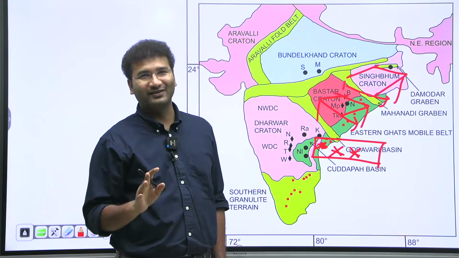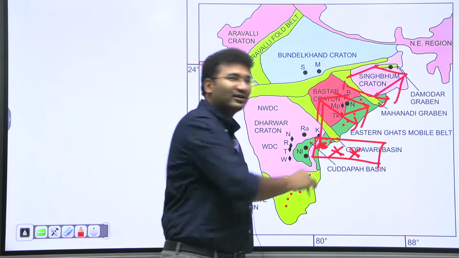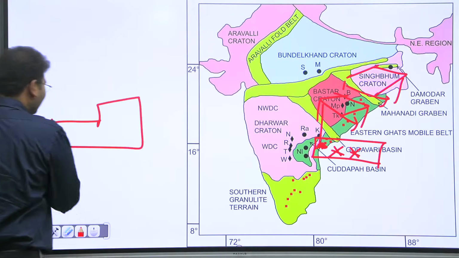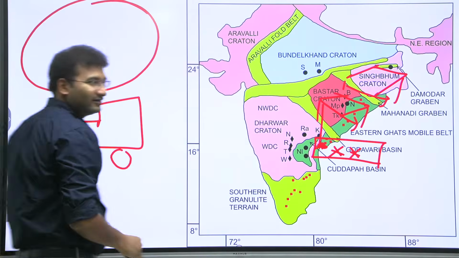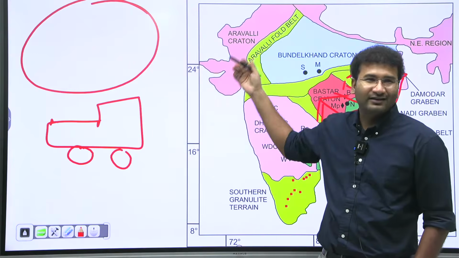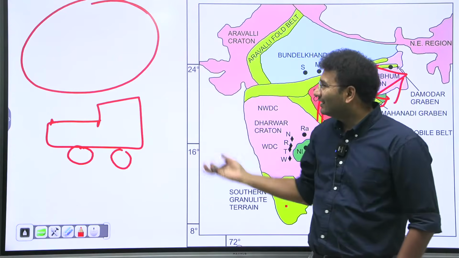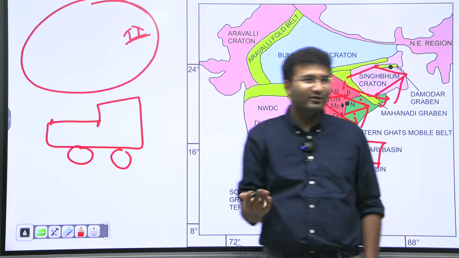Why are there no profits? Purely because you are transporting raw material 600 kilometers. That means you are transporting what? On a small truck, you want to transport this big-size raw material, right? This is what you are doing. But in Singhbhum, the plants of Rourkela, Tata, Bhilai, these steel plants set up their industry within this raw material area. They don't need to transport.